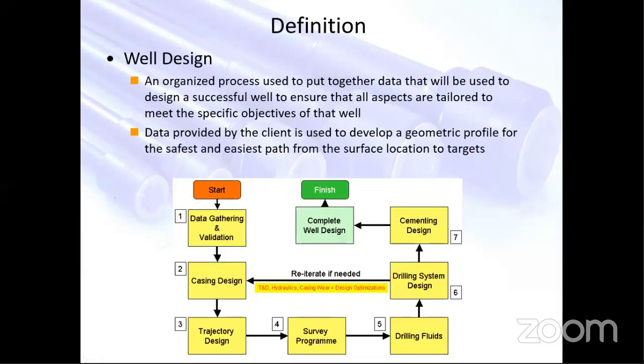Actually, the well plan is the process used to put together the data that will be used to design a successful well, to ensure that all aspects meet the specific objective of that well. Actually, a lot of effort needs to be done at pre-job planning. If you look at the diagram here, we need to start with data gathering and validation. We need to have casing design, trajectory design, survey program, drilling fluid, drilling system design, and cementing design.